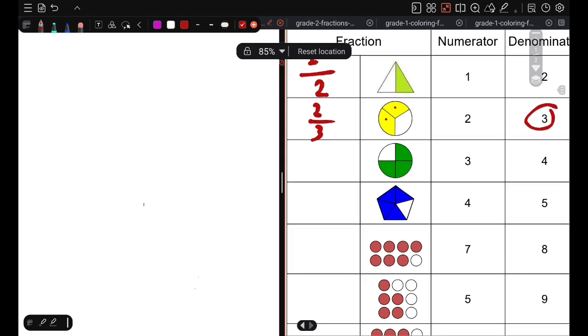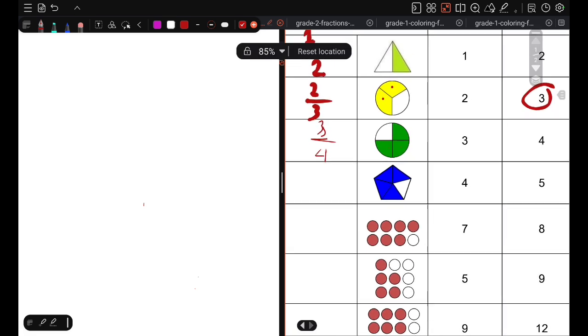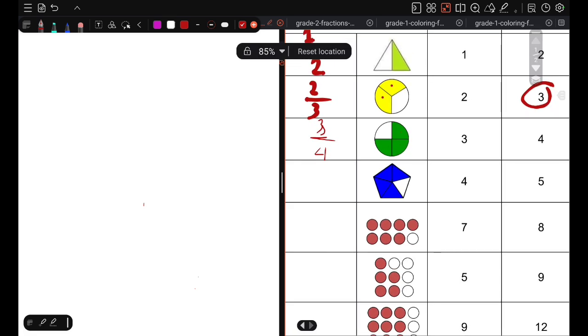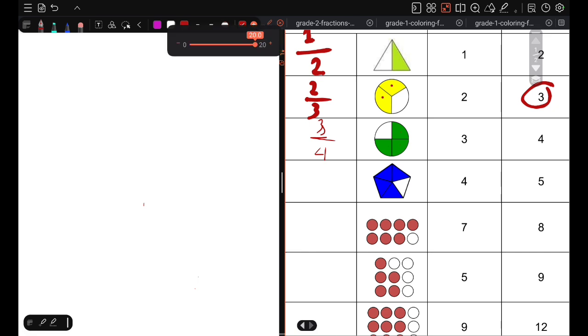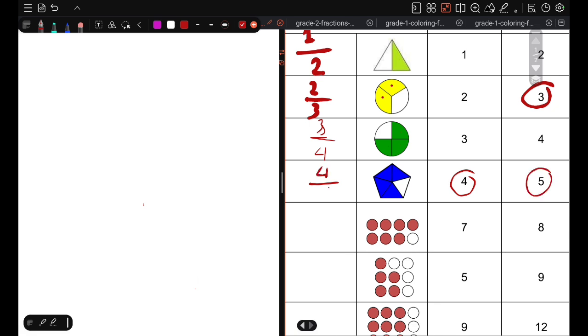Okay. If we look into the next one, I have the fraction bar, and I have 1, 2, 3 color parts, so 3 up, and 4 down. The total part will be 4. Okay. The next one, I have how many color parts? Just 4. So the number up will be 4, and the number down will be 5. So I have 4 fifths.